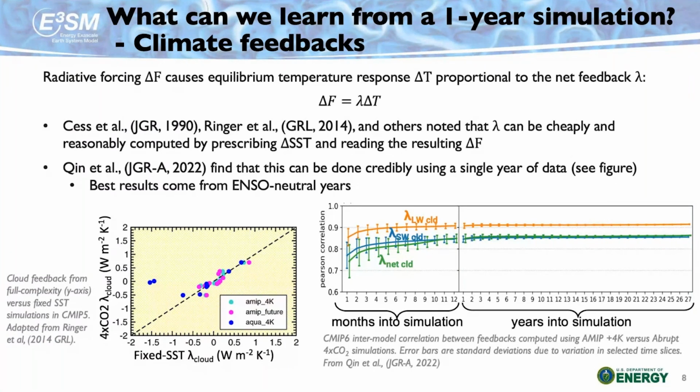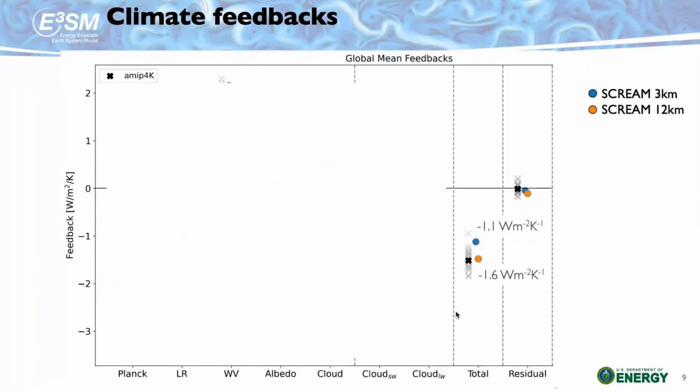We ran 2 sets of simulations, the baseline present day simulation and the one with plus 4K, and calculated feedbacks. And that's what I'll be showing next. The global feedback calculated from those simulations from SCREAM 3 kilometers is negative 1.1 watt per meter squared per Kelvin. What's shown in orange is a companion simulation that we ran at lower resolution, SCREAM 12 kilometers, and you can see that it gives a different global net feedback.